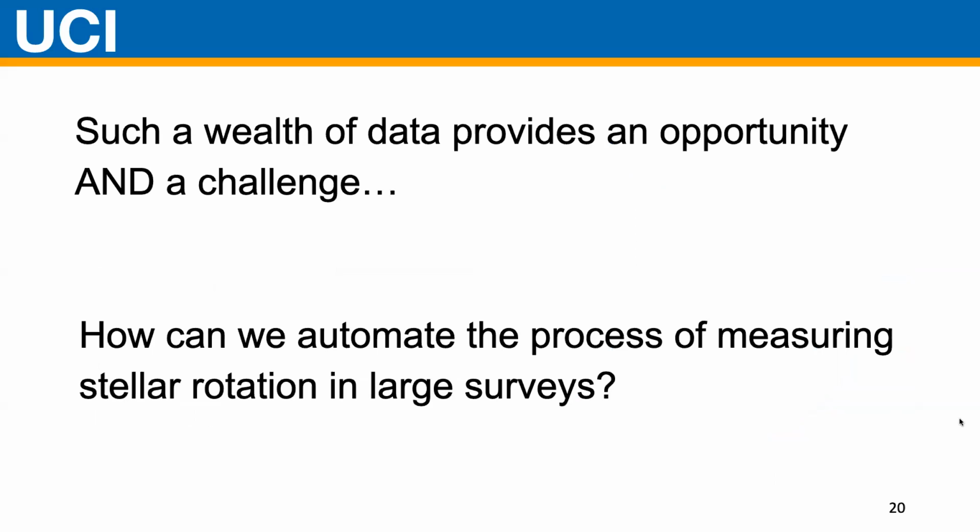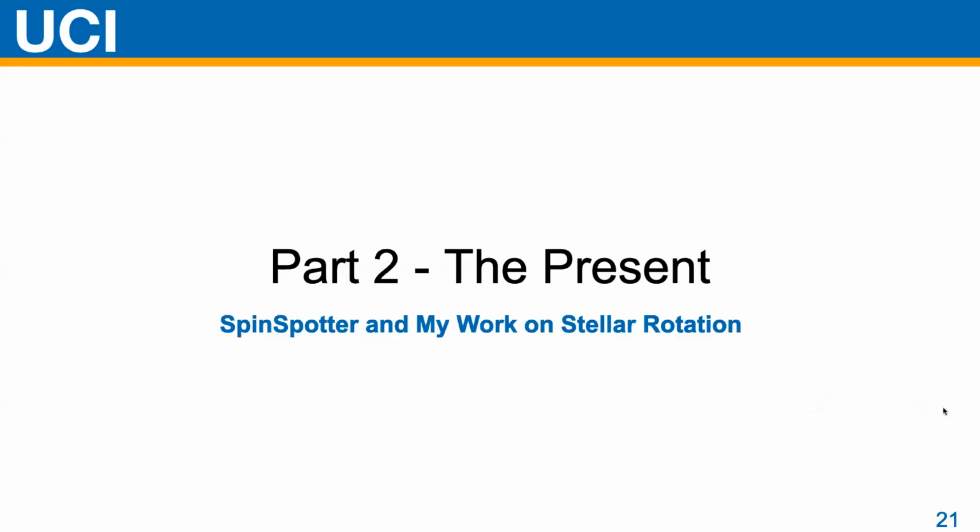So the upshot is a wealth of data provides both an opportunity and a challenge, and quite frankly, far more light curves than any grad student wants to sit through and look at one by one. So the question becomes, how can we intelligently and effectively automate the process of looking for our stellar rotation periods? That brings us to part 2, the present.